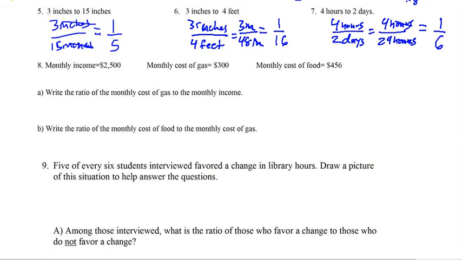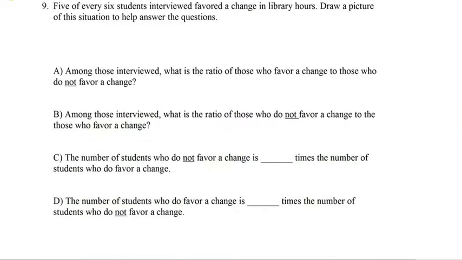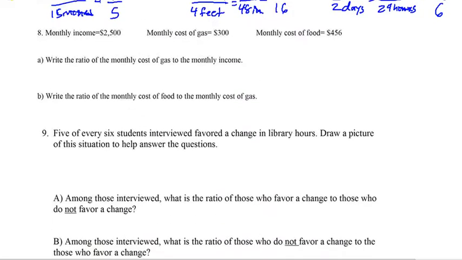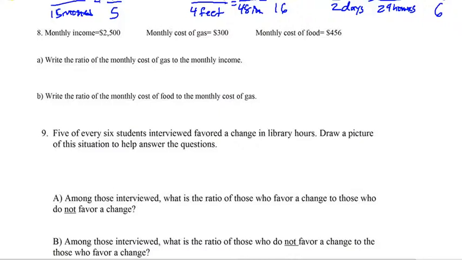Alright, how about these then? Here's some practice problems for you. Let me have you try number 8. So write the ratio of monthly cost of gas to monthly income. Hit pause, give them a shot.